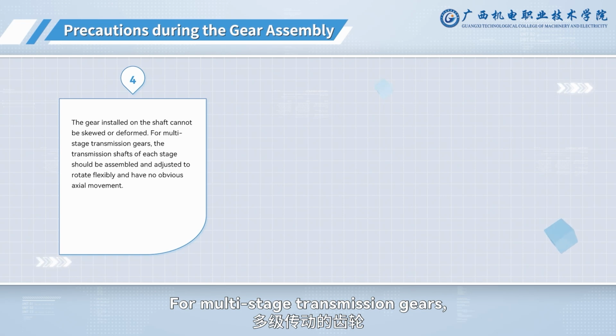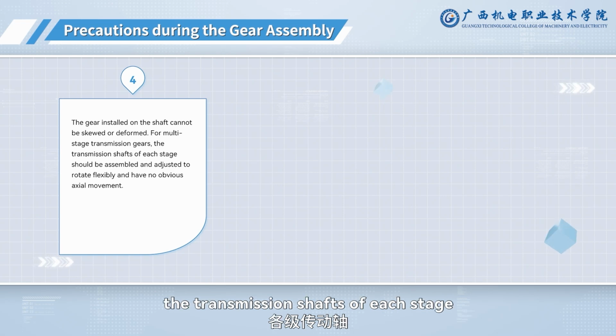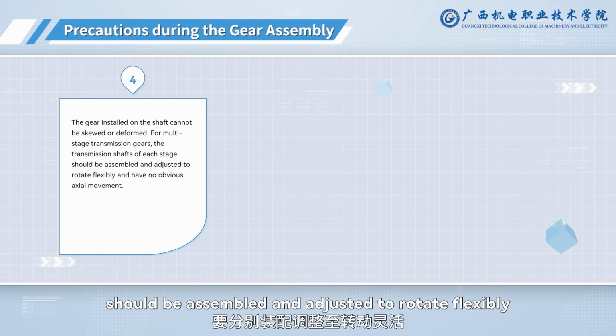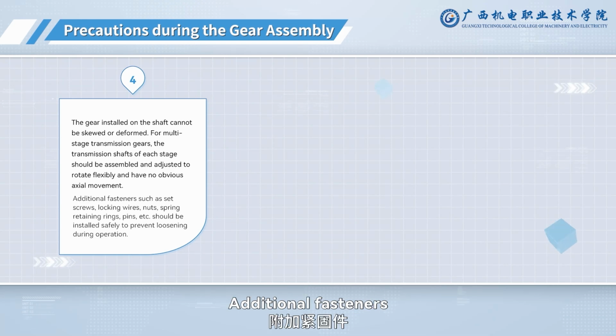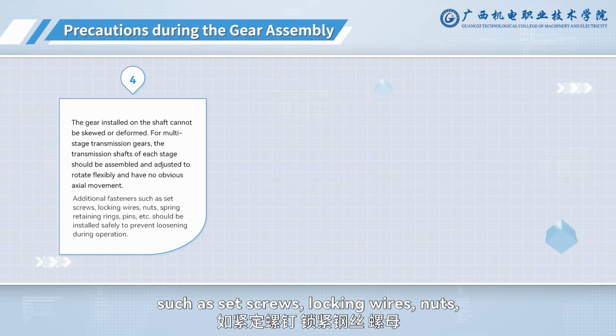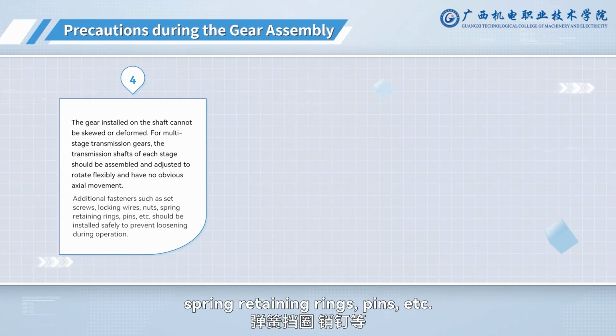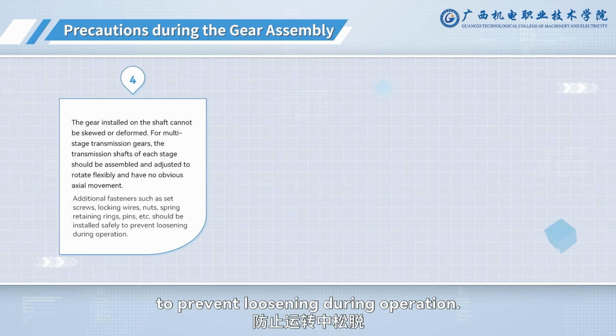For multi-stage transmission gears, the transmission shafts of each stage should be assembled and adjusted to rotate flexibly and have no obvious axial movement. Additional fasteners such as set screws, locking wires, nuts, spring retaining rings, pins, etc. should be installed safely to prevent loosening during operation.